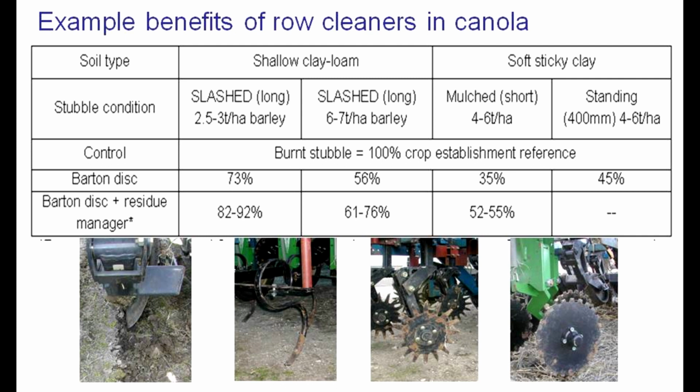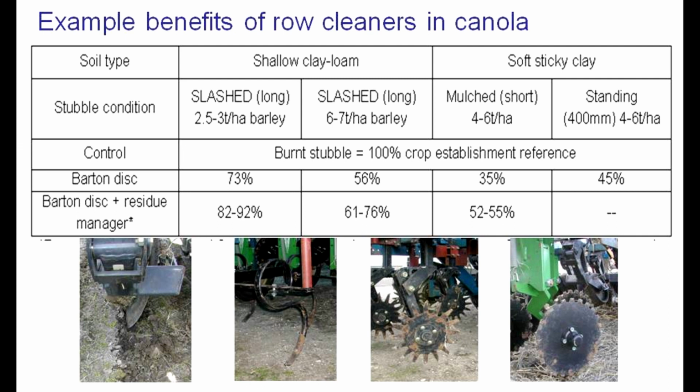This is the data for different types of soils and residue conditions, where the control is a burnt residue, so that's our 100% reference. We can see the impact of residue with a very conventional disc, the Barton disc, an older technology but fairly typical at the time. Essentially anywhere between 35 and 73% of the target was achieved compared with burnt residue. That's the typical penalty residue creates, and we can lift that back up a little bit with the residue managers, so that's the extent of improvements we could get.